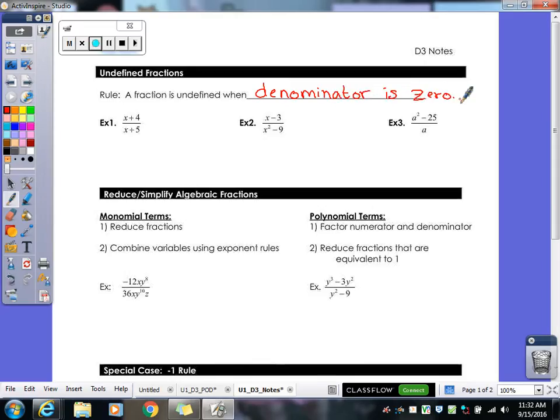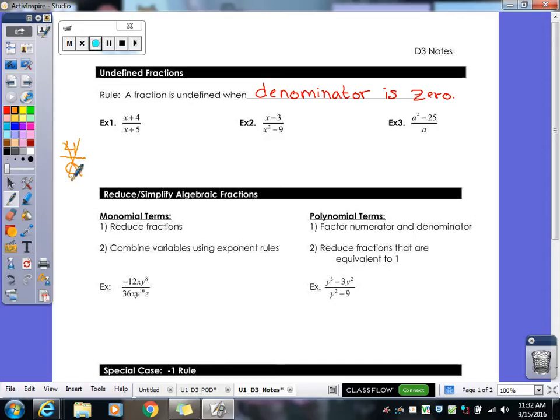Because if you think back to elementary school for a second, the whole thing we're doing with division is you're taking a number and you're dividing it into groups. So I can take 4 things and I can divide it into 2 groups. Everything works. However, I cannot take 4 things and divide it into 0 groups. That just doesn't happen. You cannot divide by 0. So that's your denominator of your fraction. We can't have that.